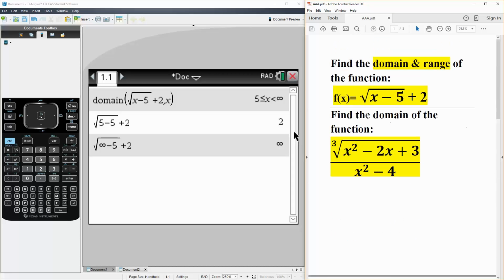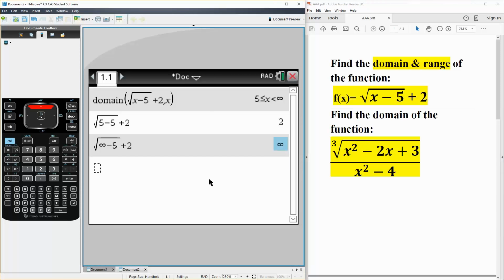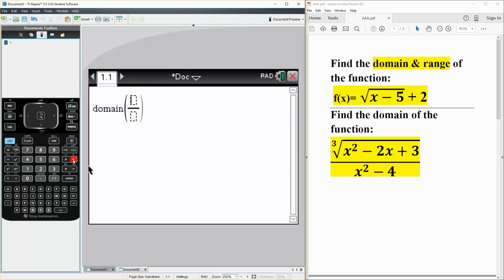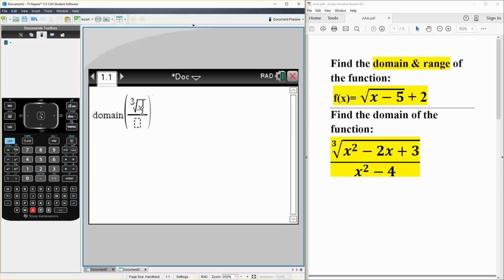And so the next thing we want to do is find the domain of this function. Simple. We write the word domain, parentheses. We have a vertical division, so control, division sign here. Next we will do control, this caret. We do the caret because we have a cubic root. So we can write 3, then we have x squared minus 2 times x plus 3, like this, divided by x squared minus 4. Don't forget comma x. That's very important.